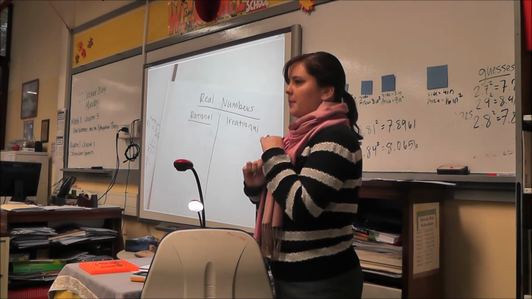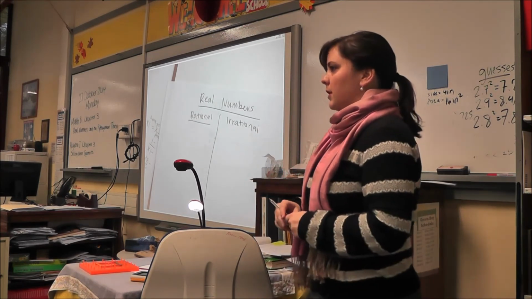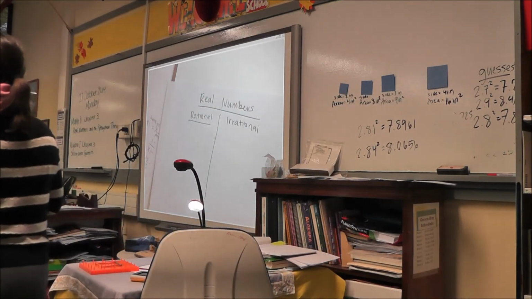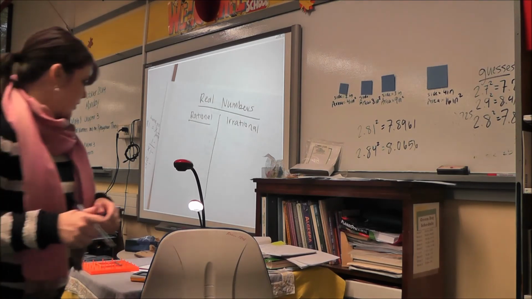What are some examples of rational numbers? Christian? 2.8. Emily? 0.75. Jeremiah? 2.5. What about 5? Yes. 8? Yes. 1/3? Yes. Okay, these are all rational numbers.